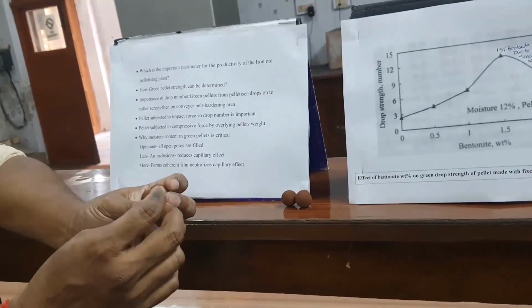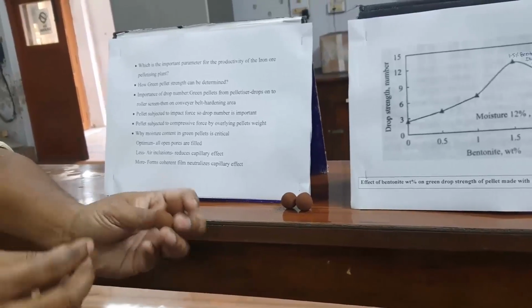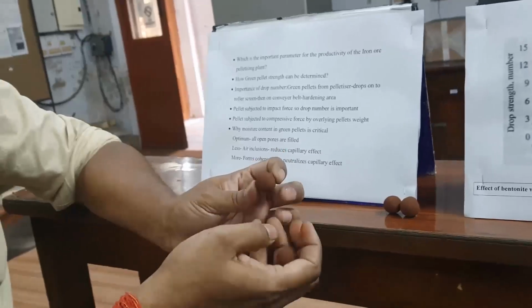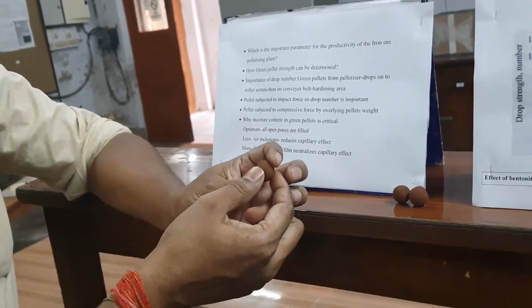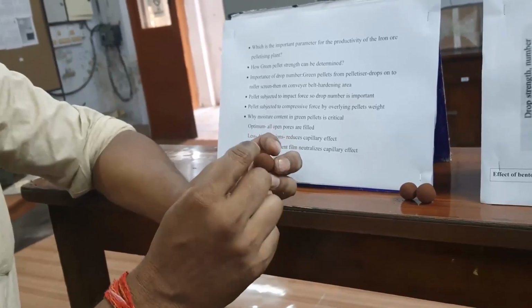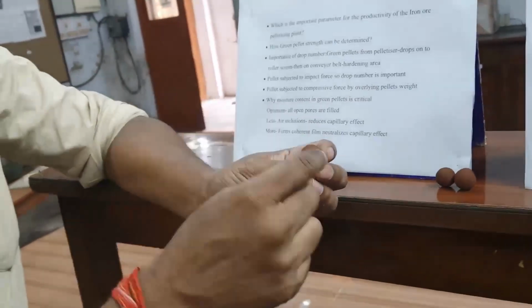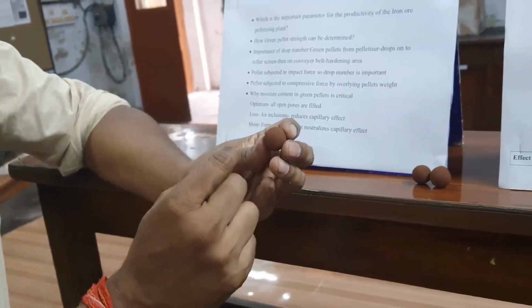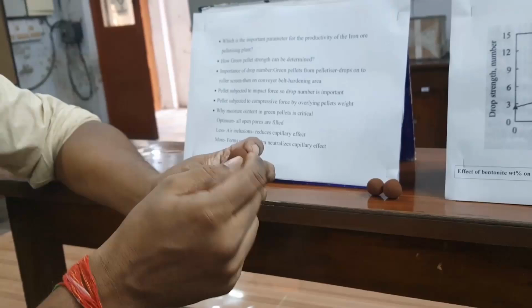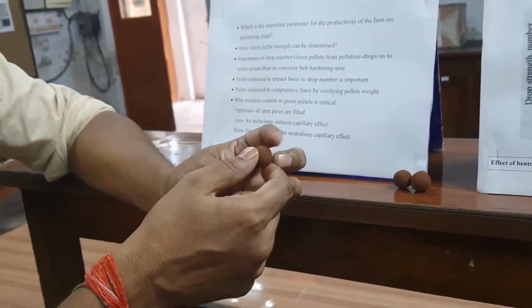Why is an optimum percentage required? Why is it very important to control the moisture? Suppose your moisture percentage is optimum, what will happen? Whatever pores are there, those pores are completely filled by water. If less water is added, some pores will be left with air. Then your capillary effect will decrease, and you will not get the strength.